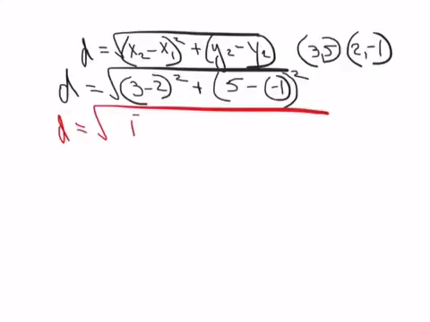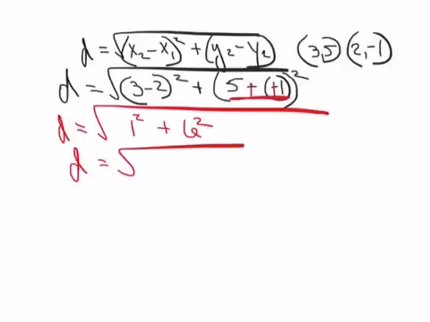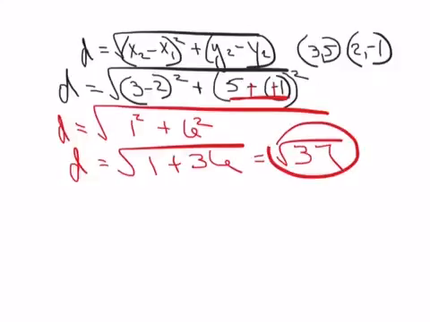So that would be 1 squared plus 5 minus negative 1, which is the same as 5 plus 1, so that's 6 squared. So that gives me d equals the square root of 1 plus 36, which equals the square root of 37. So the distance between those 2 points is the square root of 37.